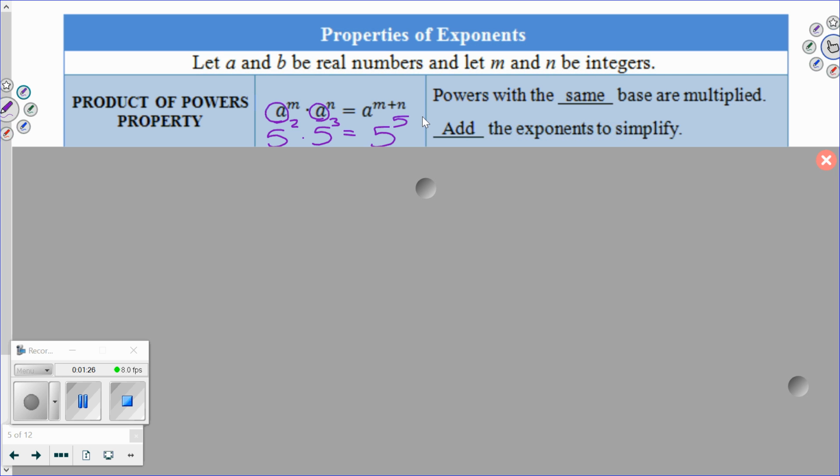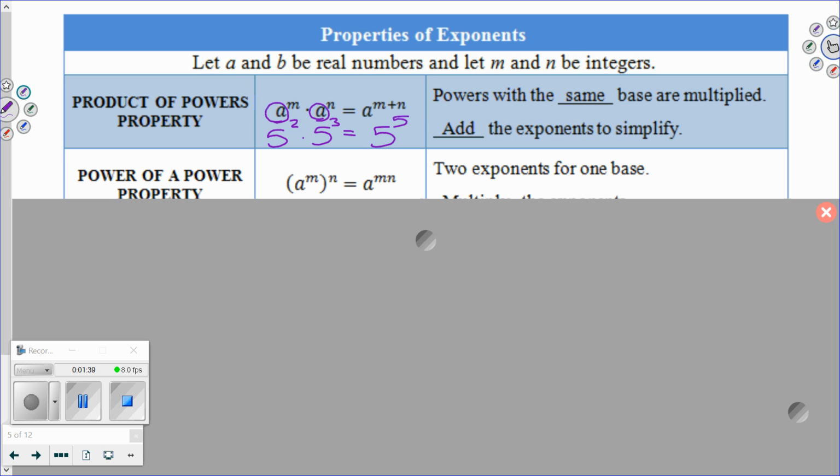The biggest thing I see students mess up on is a problem like this. If it's a variable, they do great. They're like, yep, x to the whatever stays an x. Suddenly I throw a number at you and they want to add it or multiply it or do all kinds of crazy things to it. It just stays the same.